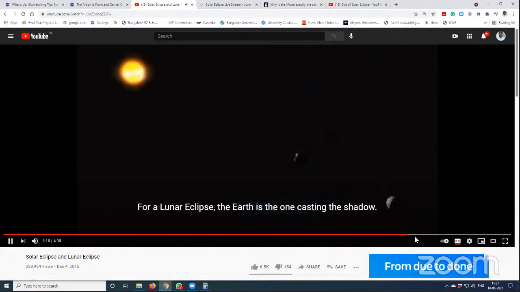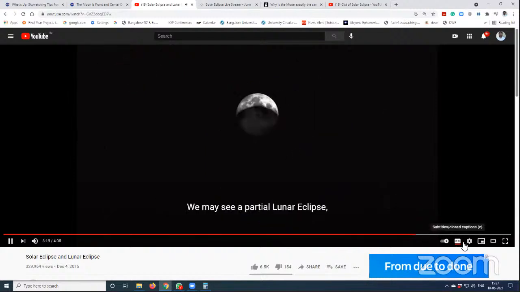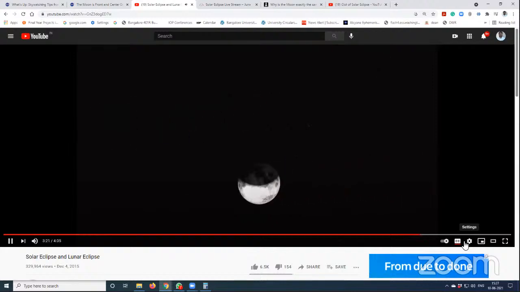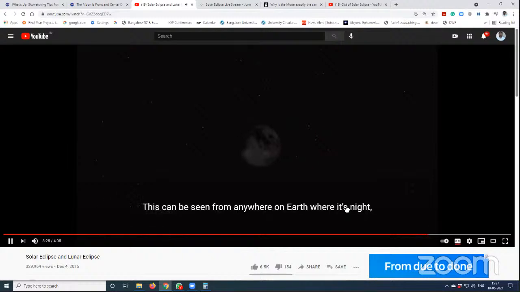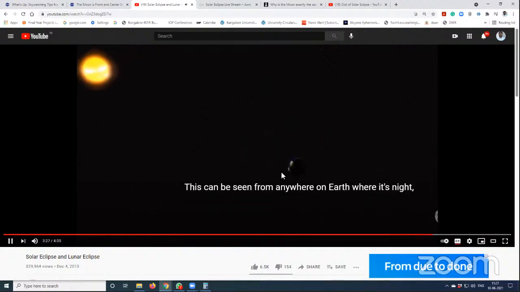For a lunar eclipse, the Earth is the one casting the shadow. We may see a partial lunar eclipse or a total lunar eclipse. This can be seen from anywhere on Earth where it's night, because the Earth is quite large and will block the sun for several hours.